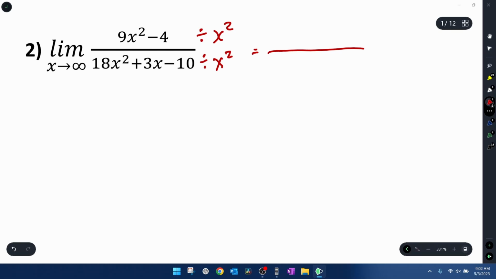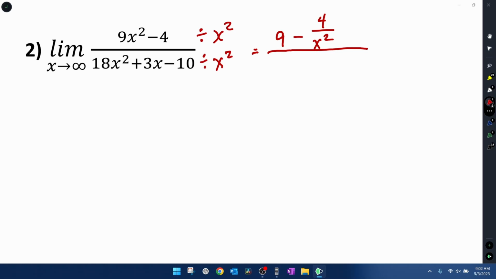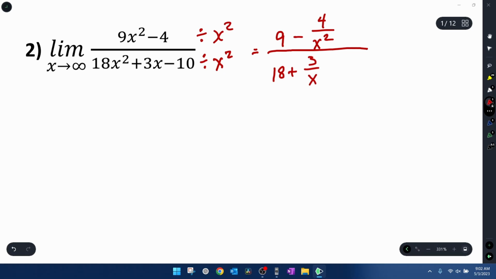And that's going to give us 9x squared over x squared will simplify to just 9, minus 4 divided by x squared is going to stay a fraction. In the denominator, 18x squared divided by x squared is just 18. Plus 3x over x squared would be 3 over x reduced, minus 10 over x squared stays a fraction.